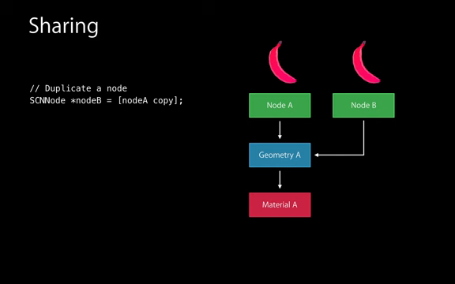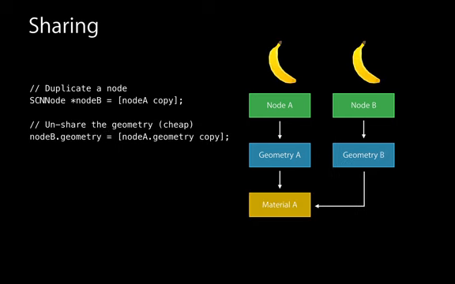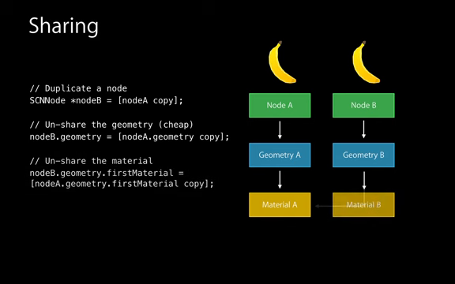Now, if you want a different material for node B, what you have to do first is to copy the geometry as well. And since the geometry is immutable, it is relatively cheap because no geometry data is actually copied. It's just shared. And then you can simply copy the material as well. And now you can modify material A and material B independently to have different material colors for your objects.